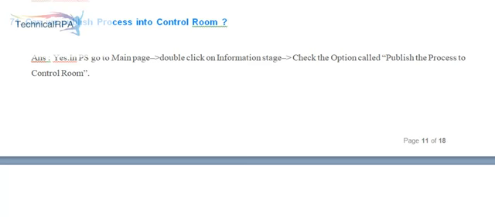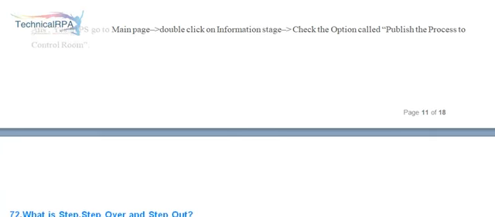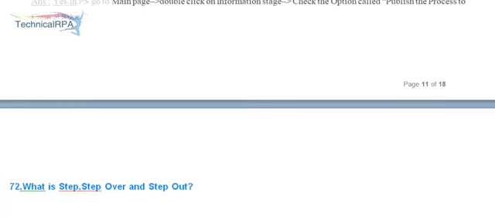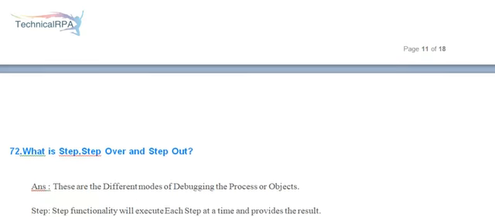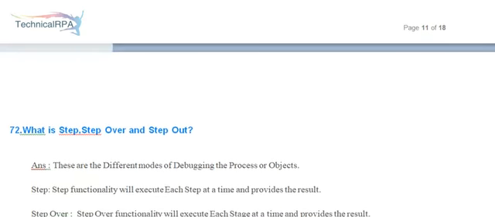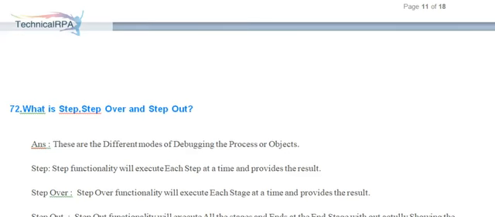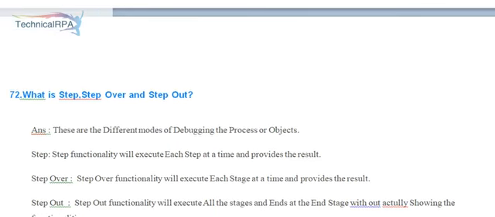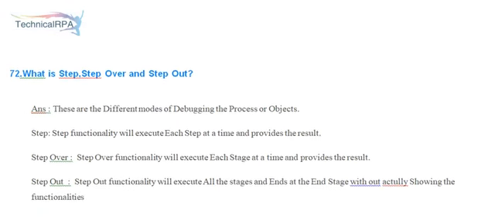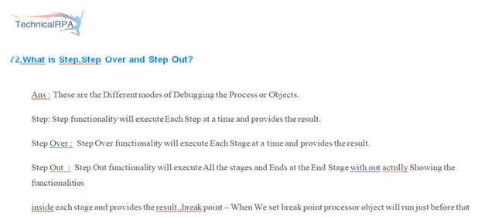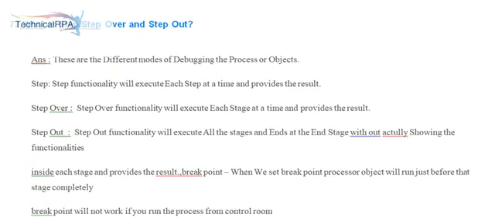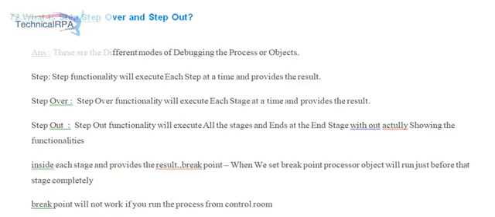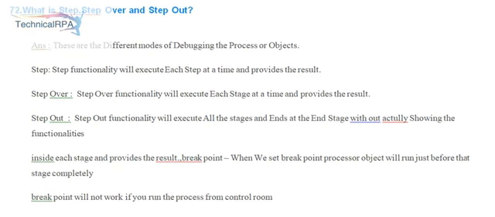70. Can we publish objects into Control Room? No. Right click on actions and click on publish to make it available to Process Studio but not to the Control Room. 71. Can we publish a process into Control Room? Yes. In Process Studio go to the main page, double click on the information stage, and check the option called publish the process to Control Room. 72. What is step over and step out?